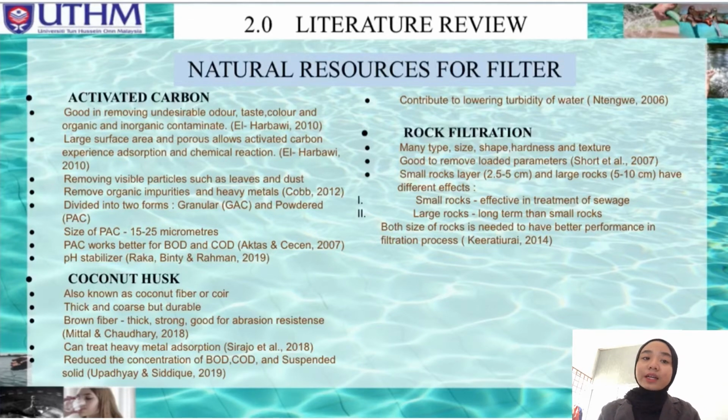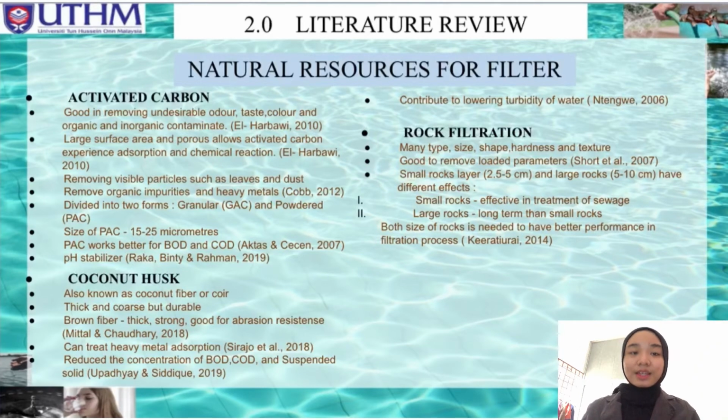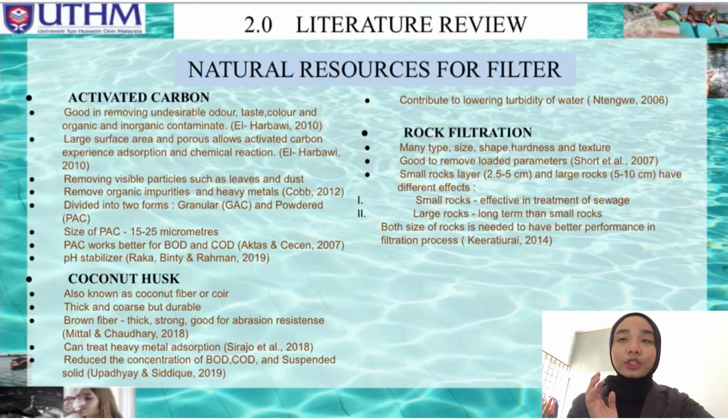Activated carbon is divided into two, granular GAC and powdered PAC. The size of PAC is around 15 to 25 micrometers, and PAC works better for BOD and COD, according to Actas and Susan 2007. Next is coconut husk. The reason we chose coconut husk for this study is that it is thick and coarse but durable. The brown fiber is thick and strong. It can treat heavy metals and also reduce the concentration of BOD, COD, and suspended solids. Not to forget, coconut husk also contributes to lowering the turbidity of water.